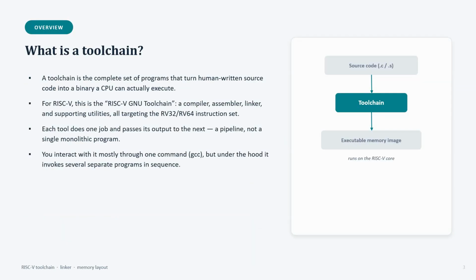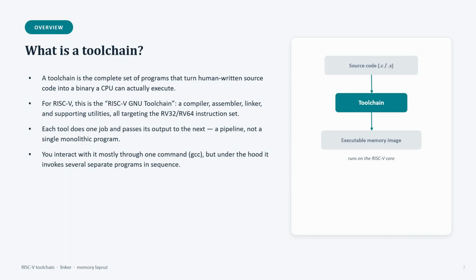First of all, let us see what you mean by toolchain. A toolchain is a complete set of programs that turns human-written source code into a binary that the CPU will execute. So whatever .c file in the C language we write down, that will be converted into an executable memory image that will be executed on your hardware. And this process of conversion is done by our toolchain.